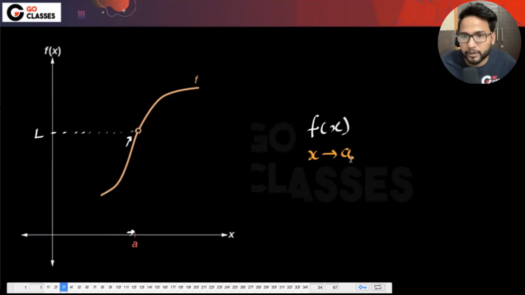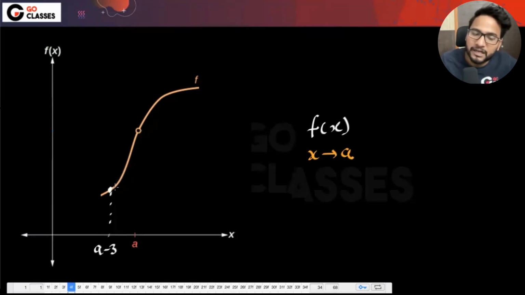Maybe I can just draw it a bit more clearly. What I mean to say is something like this. Suppose that you are here, which could be any point, maybe a minus 3. If you go from a minus 3 to a, that is, if you approach this a from the left hand side, and the left hand side means any value which is smaller than a, then the function is approaching this value, and let's suppose this value is L.